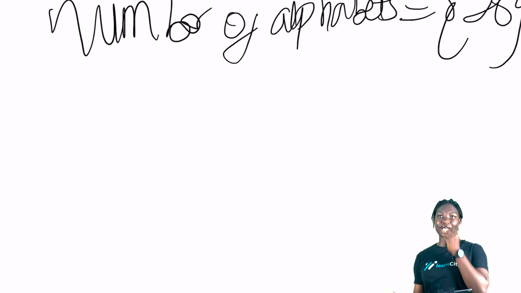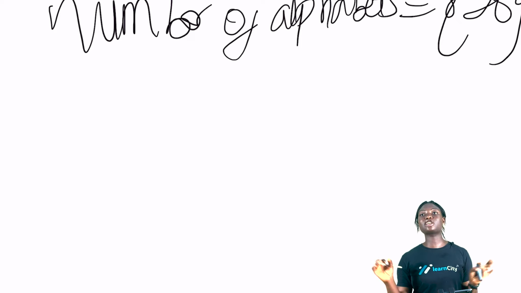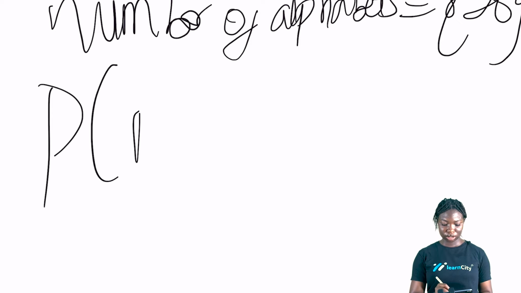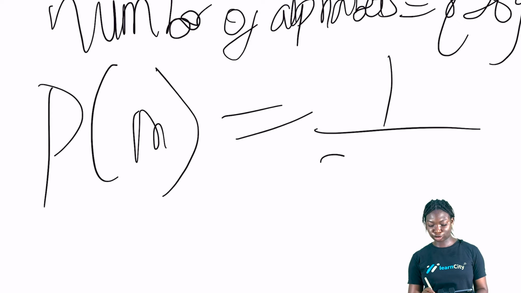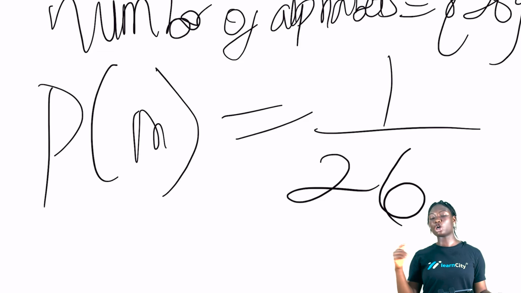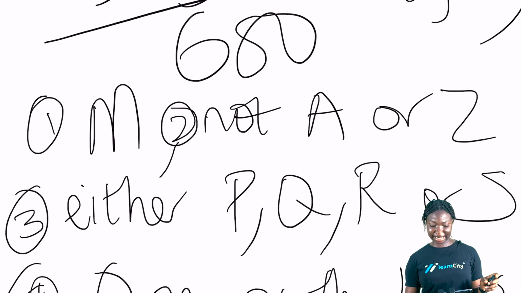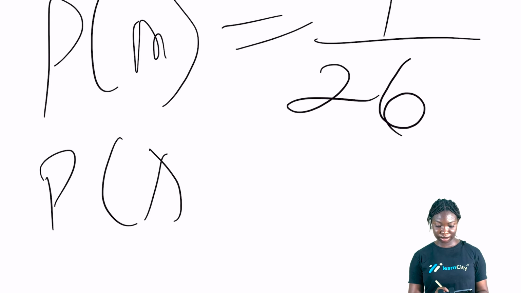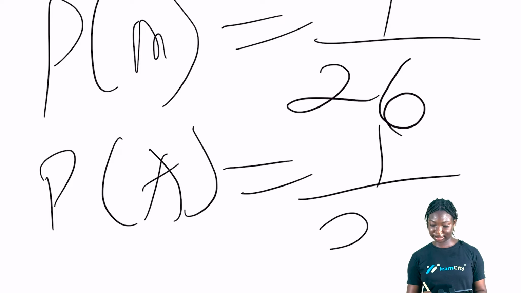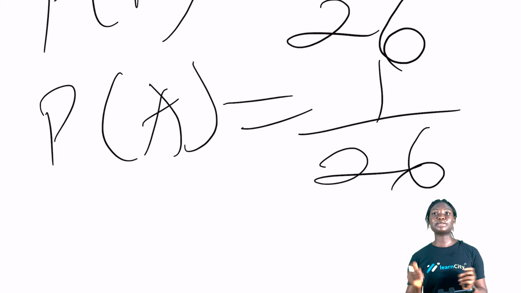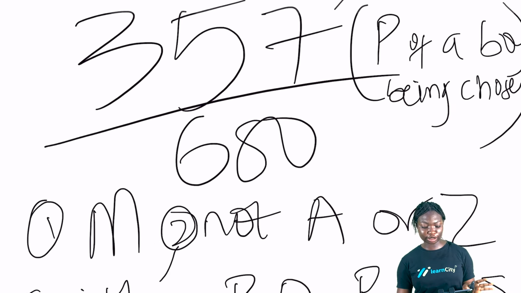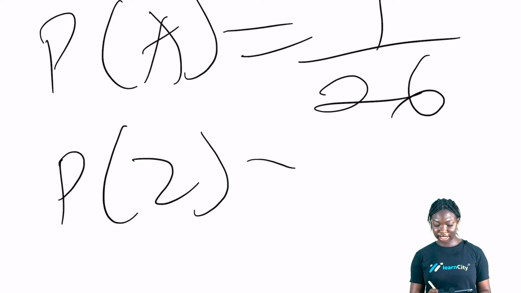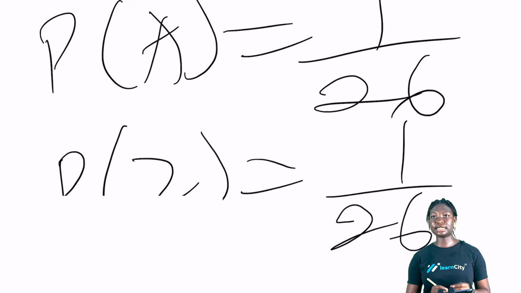So the probability of getting an M is now 1 over 26. That is the probability of getting an M. The probability of getting an A is 1 over 26. That is the probability of getting an A. The probability of also getting a Z is also 1 over 26.